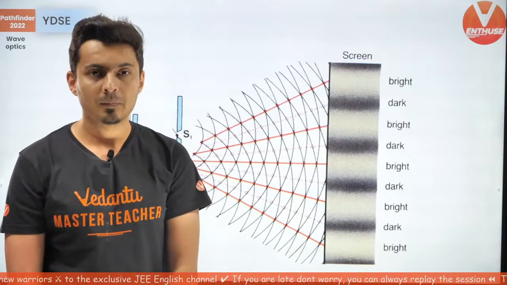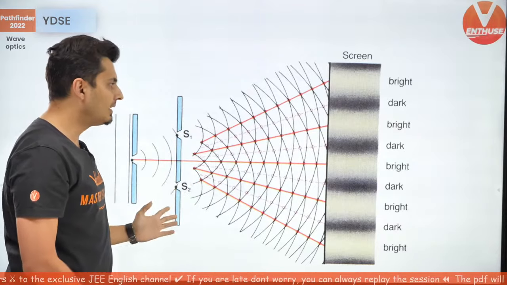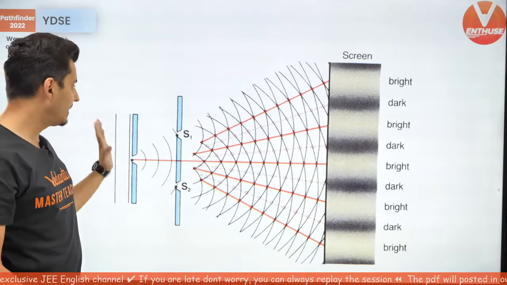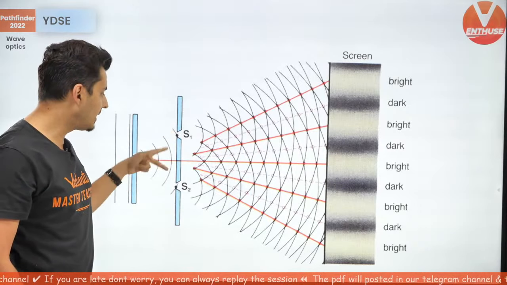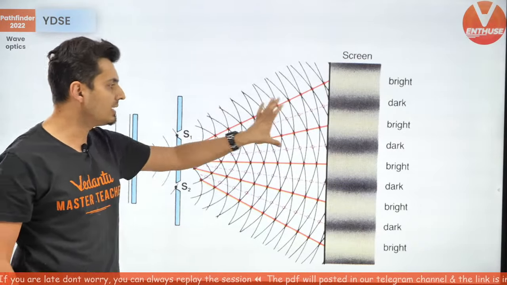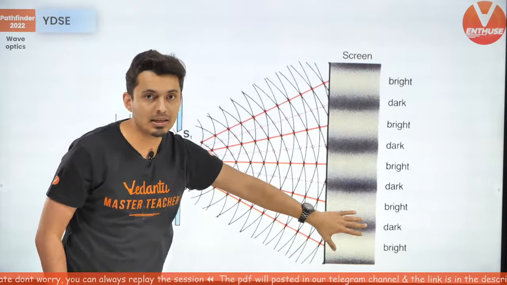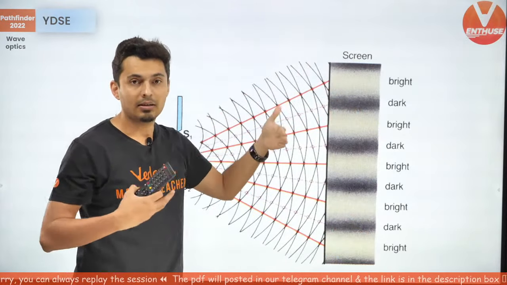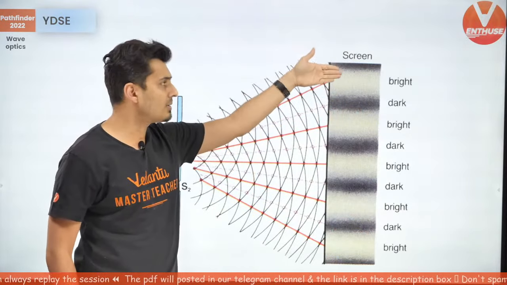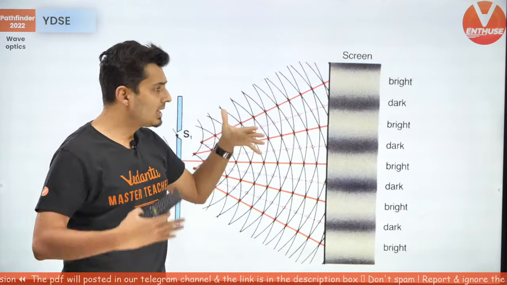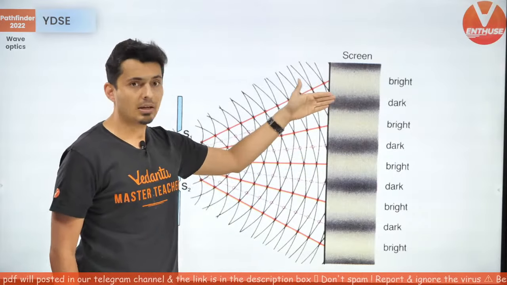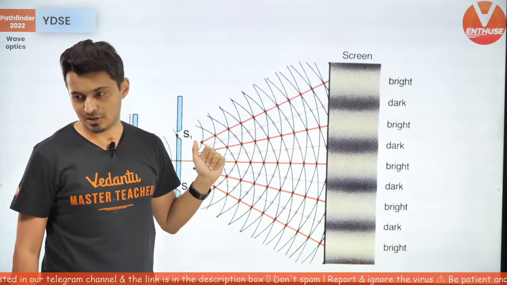Is that clear? So what have we learned till now? The moment you have a double slit, it acts like a derived coherent source, and they produce interference on the screen. In some places light waves meet constructively. That's where you get the bright fringes, the bright region, and where they cancel out each other, there you will get the dark fringe. Perfecto.